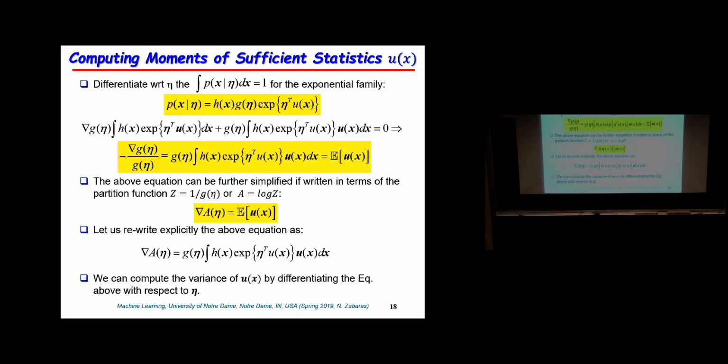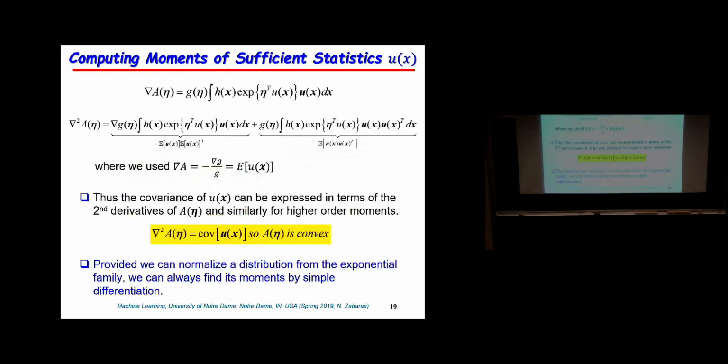We can actually push this result to higher order derivatives. I am not going to do the derivation. I am just going to tell you that if you take the second derivative of A with respect to eta, surprise, surprise, it is equal to the covariance of u of x. And this result is not only useful because it allows you to calculate exactly the covariance of x, but more useful because, by the definition of the covariance, which is a positive definite matrix, it tells you that this function A is a convex function.